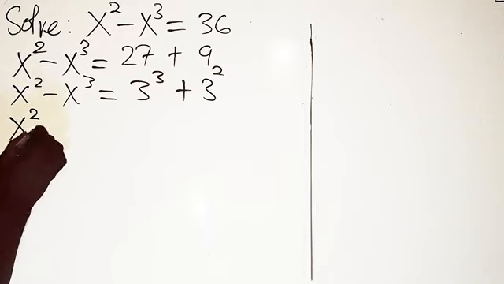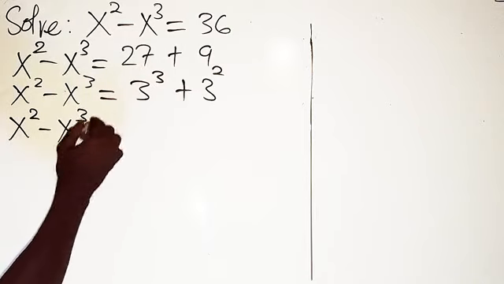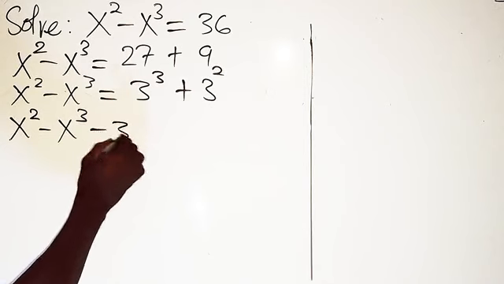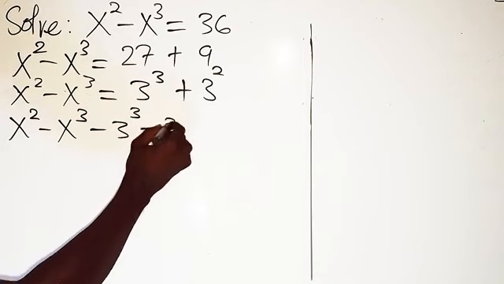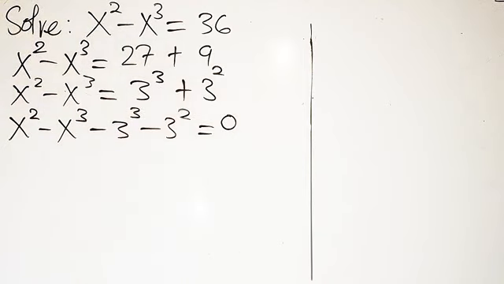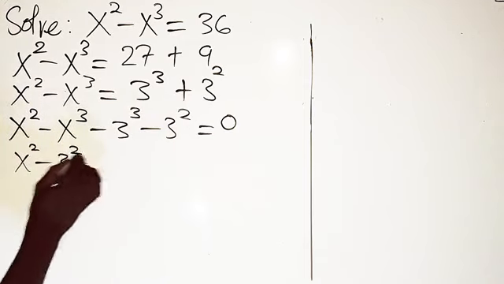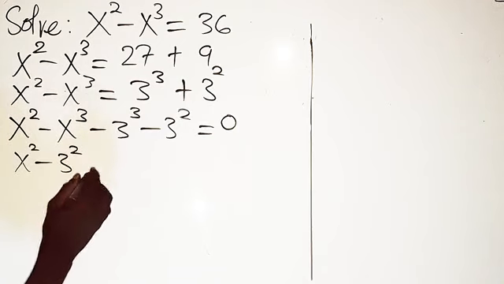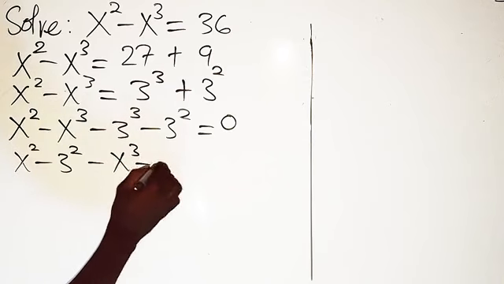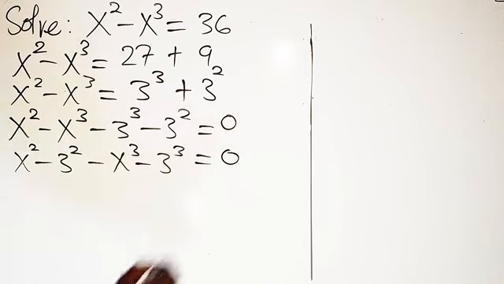I'm going to be having x squared minus x to power 3, then minus 3 to power 3, then minus 3 to power 2, then everything equals 0. So the next thing I'm going to do is to take the terms with the similar exponent, that is power. So this and this, I have x squared minus 3 squared, then this and this, I have minus x cubed minus 3 cubed, then equals 0.